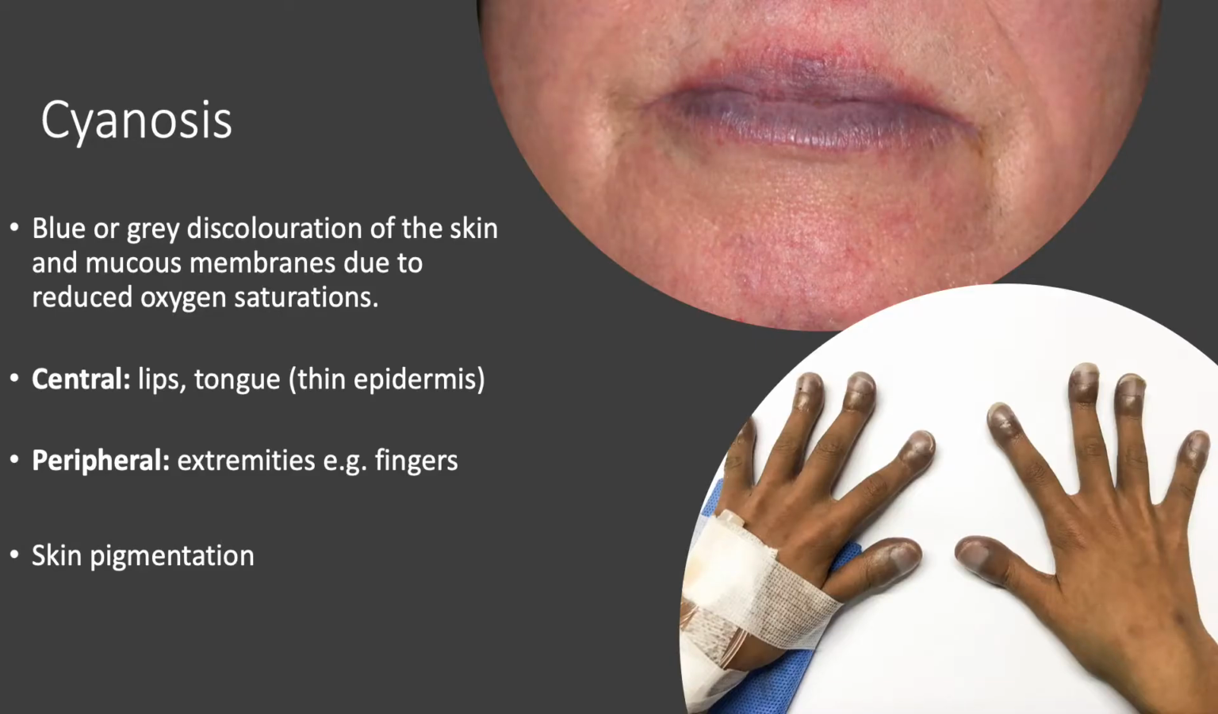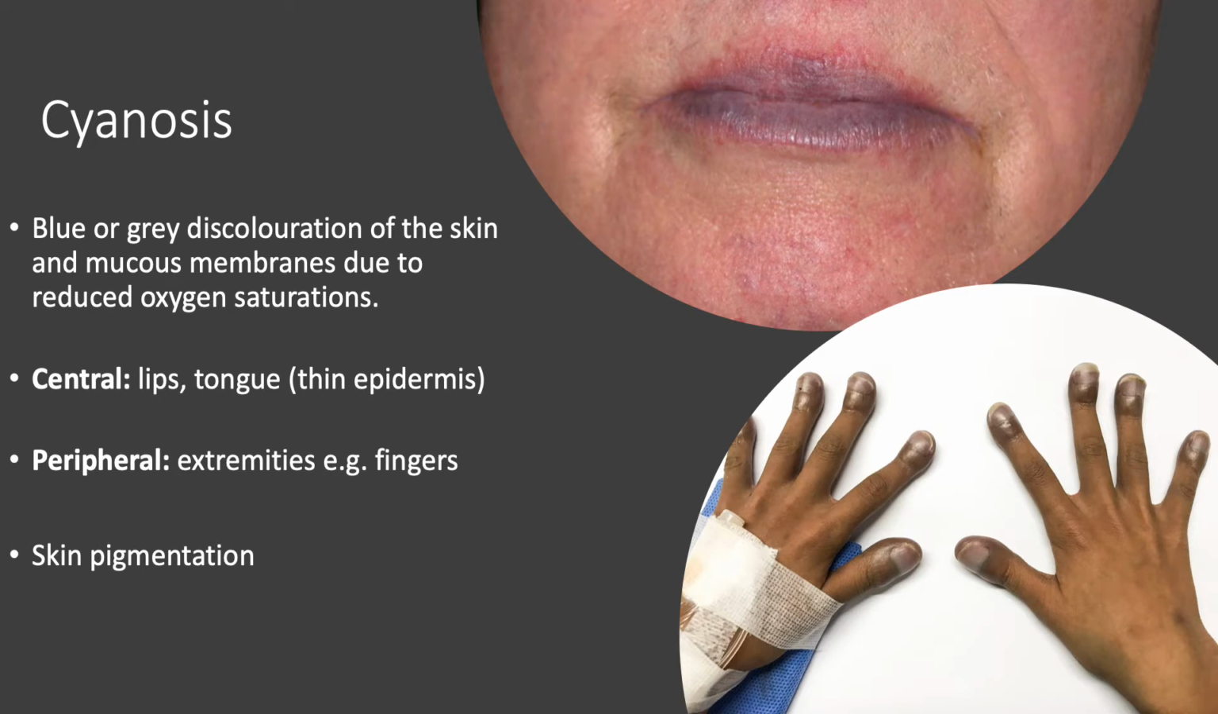The first cutaneous manifestation of respiratory disease that I'd like to discuss today is cyanosis. Cyanosis is the blue or grey discoloration of the skin and your mucous membranes due to reduced oxygen saturations. You can have central cyanosis, where you have a blue or grey tinge to areas with thin epidermis such as your lips or your tongue, or you can have peripheral cyanosis, and this will be identified in the extremities, for example, your fingers.